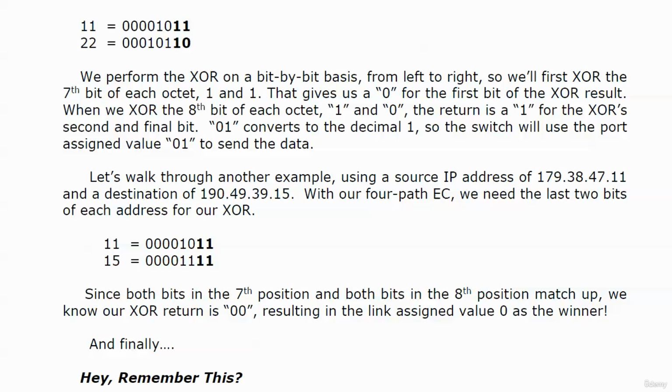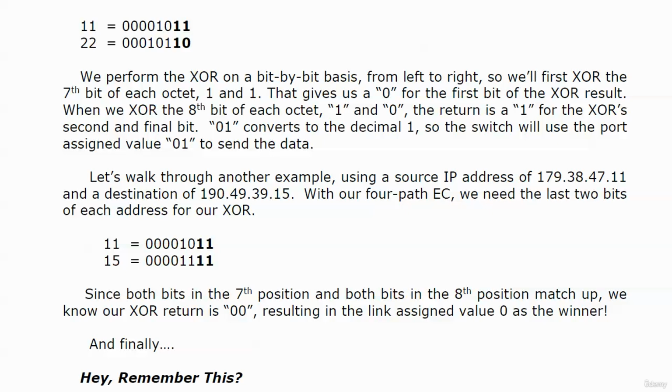Both bits in the 7th position are 1s, so that gives us a 0 for the XOR's first bit. The 8th bit of each one of those is a 1, so they match. So our XOR overall return is 0, 0, and that means the link assigned value 0 is the winner.